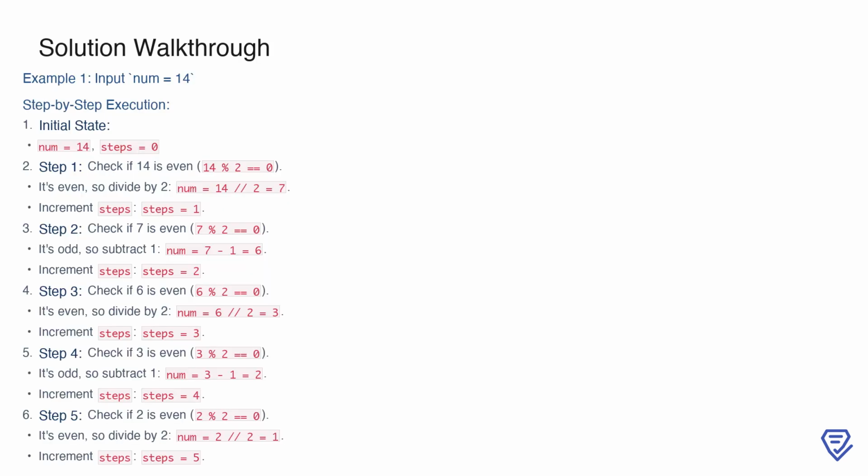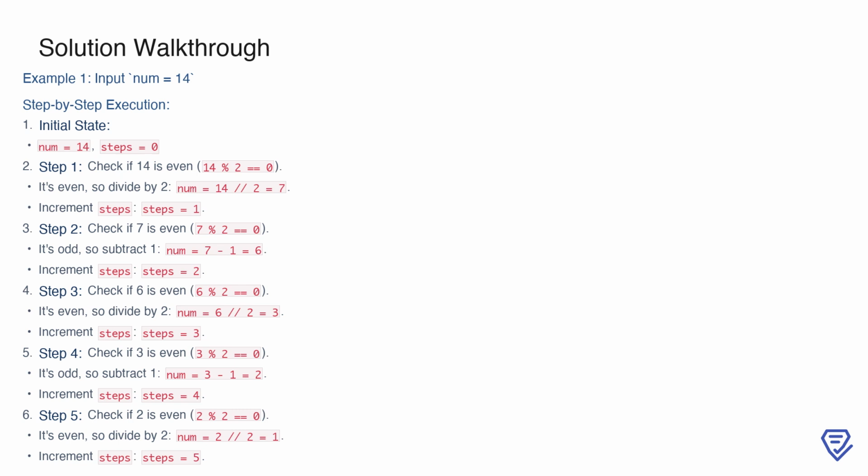Let's start with the first example where the input number is 14. Initially, we have number equals 14 and steps equals 0. The goal is to reduce number to 0 while counting the number of steps. First, we check if 14 is even, and since it is, we divide it by 2, resulting in number equals 7. At this point, we increment the step count to 1. Next, we check if 7 is even, and since it isn't, we subtract 1, reducing number to 6 and increasing the step count to 2. Then, we examine 6, which is even, so we divide it by 2 to get number equals 3 and increment the steps to 3.